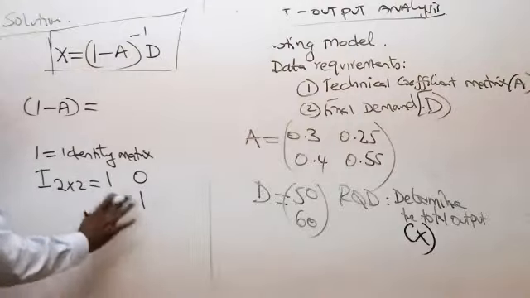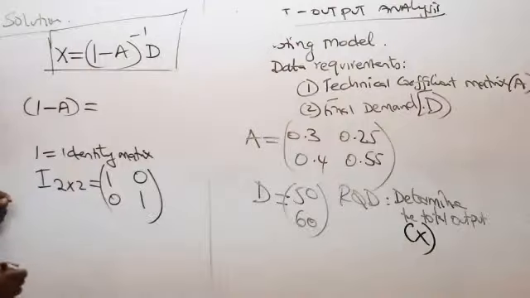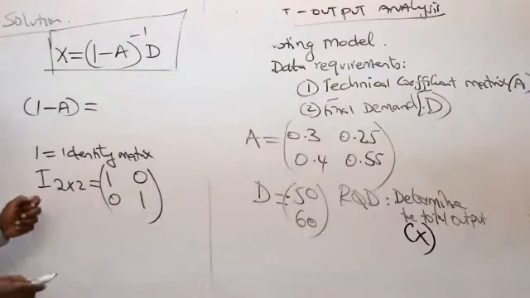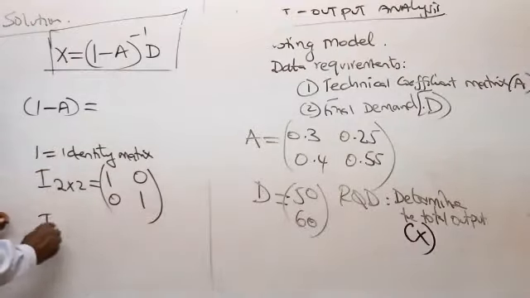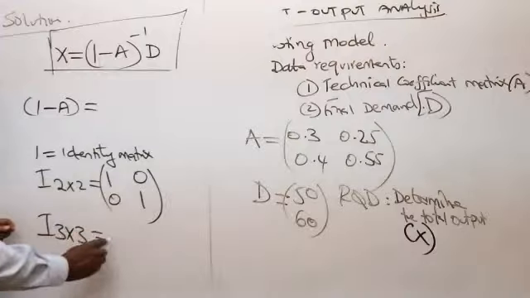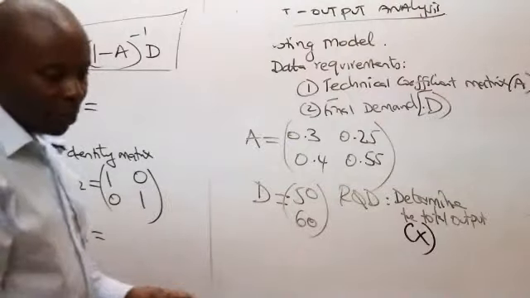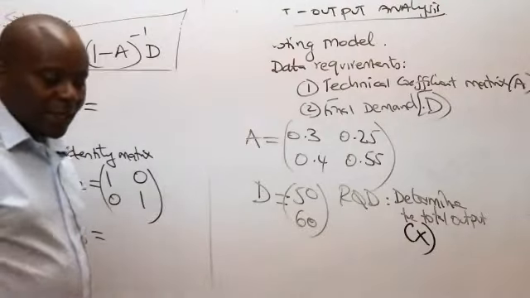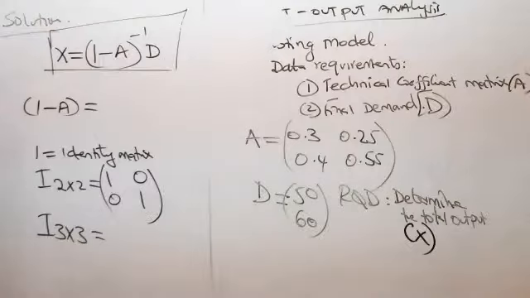So 1, 1, every other thing becomes what here? 0, 0, 0, 0. This is identity 2 by 2. Is there anybody who can write for me, before I proceed with this, identity, which is a 3 by 3?